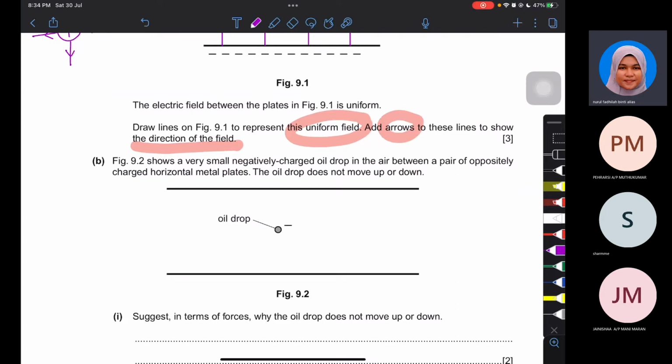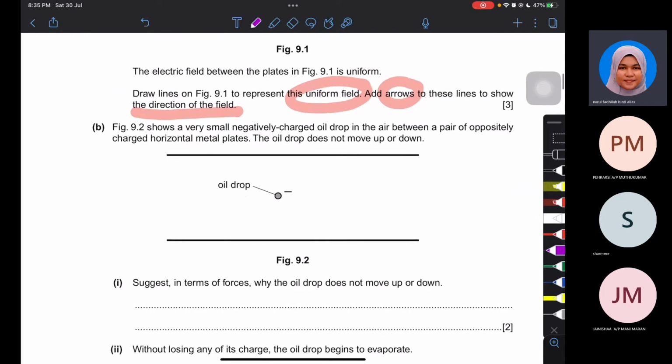Figure 9.2 shows a very small negatively charged oil drop in the air between a pair of oppositely charged horizontal metal plates. The oil drop does not move up or down. Suggest in terms of forces why the oil drop does not move up or down. The oil drop is very small, it has charge. It is negatively charged, and it is located here. Why does it not go up or down?